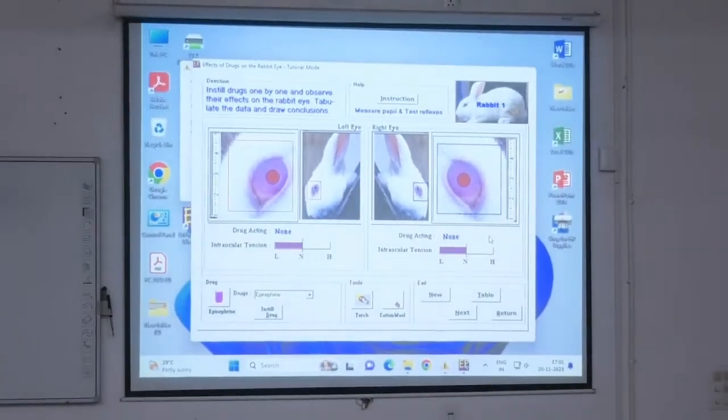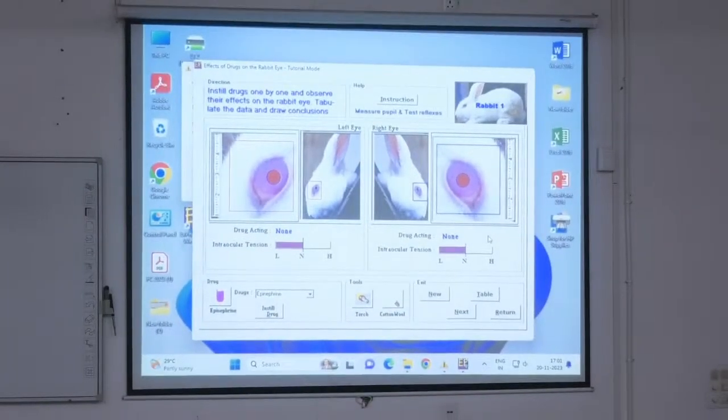And there might be two types of effect. One is the effect on light reflex, effect on corneal reflex, and measurement of the intraocular pressure.